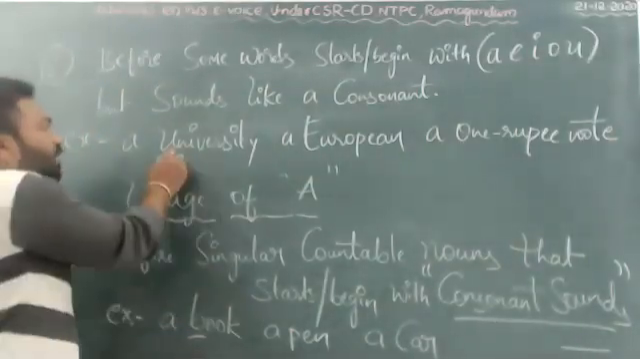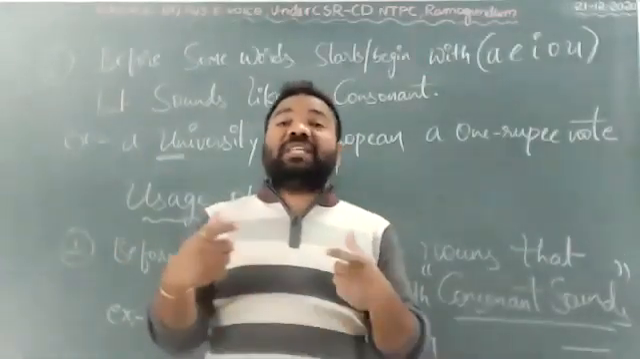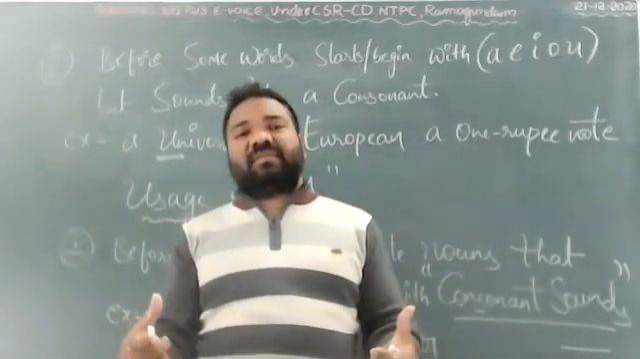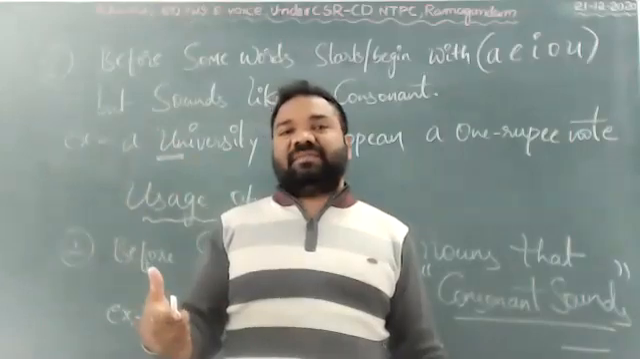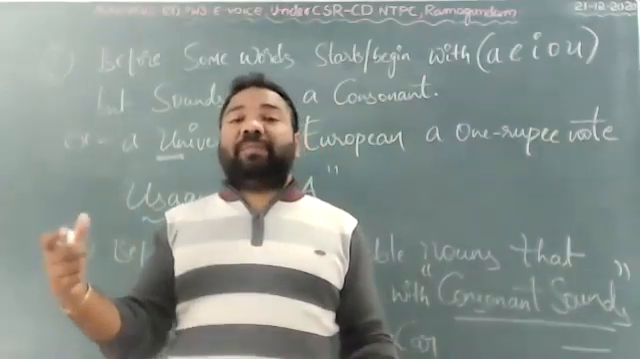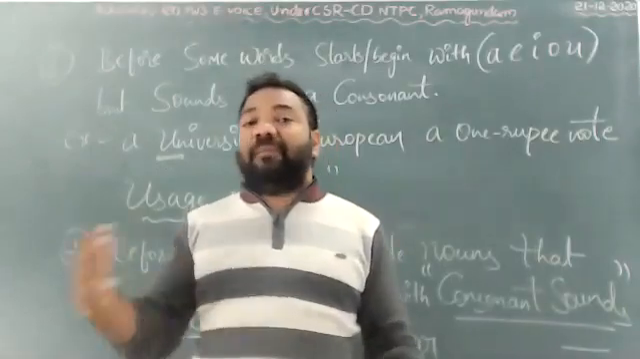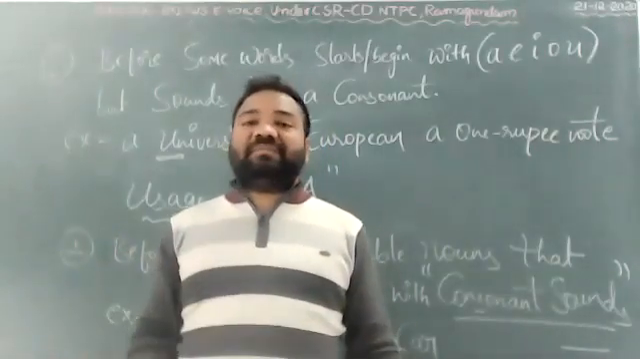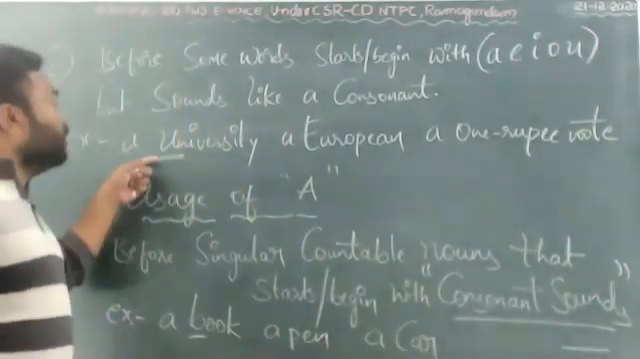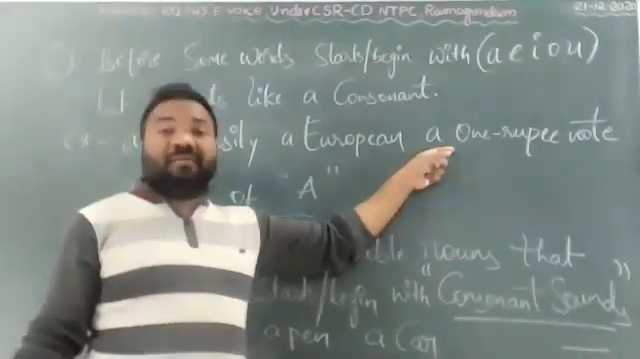Students, listen. Even though it is U, it sounds like 'yo'. What is 'yo'? Y. Y is a consonant. It sounds like a consonant. Actually, U is a vowel which has to be pronounced like a vowel, as in the case of an umbrella. An umbrella. But here it sounds like a consonant, like the 'ya' sound. A university, a European, a 1 rupee note.